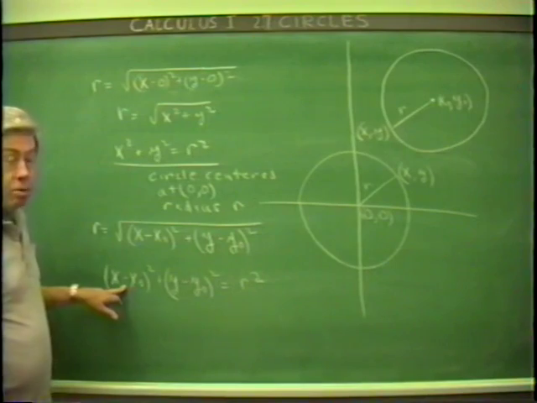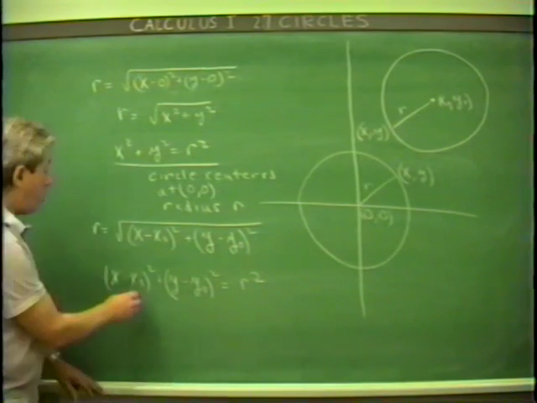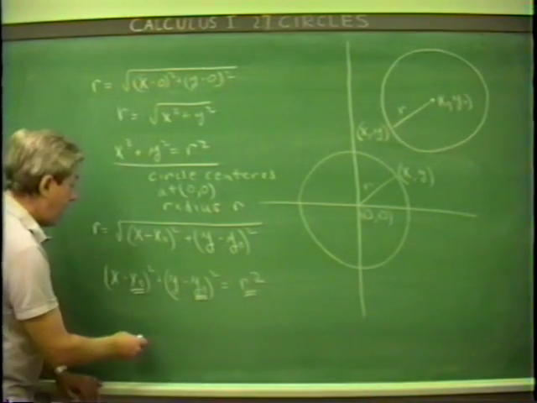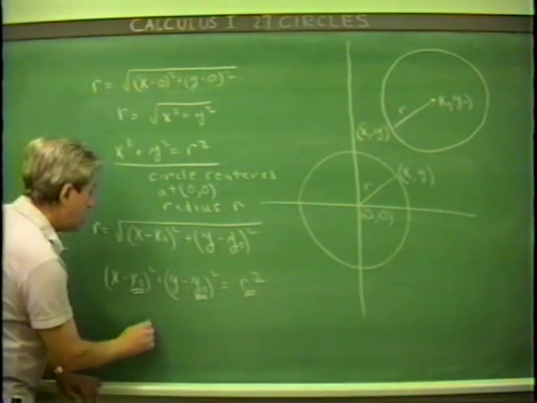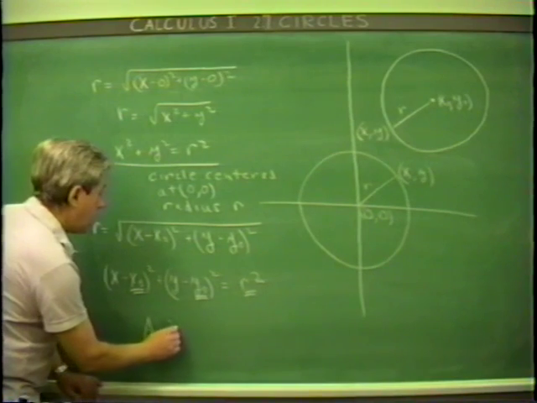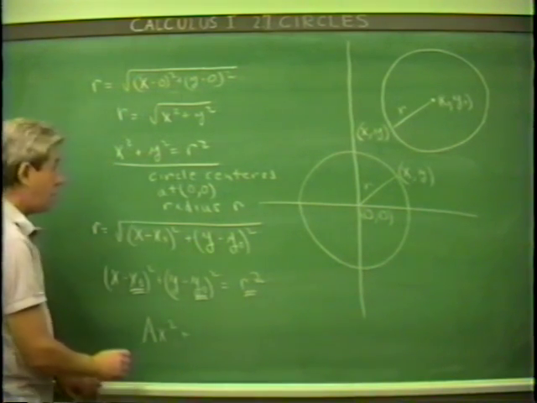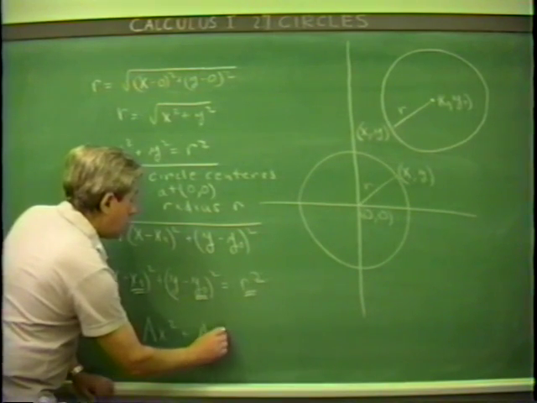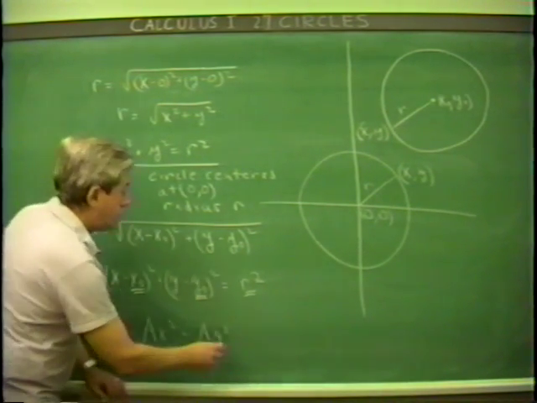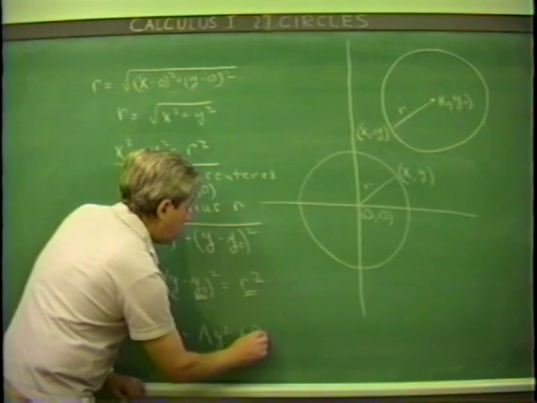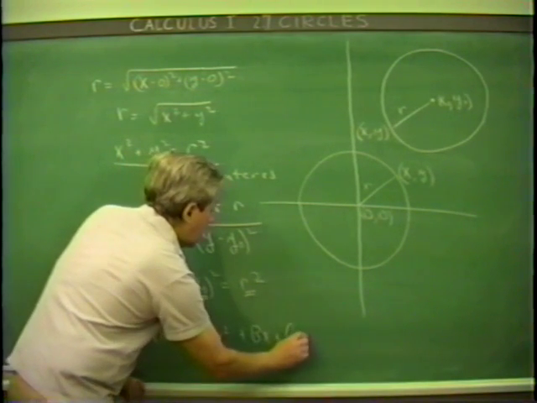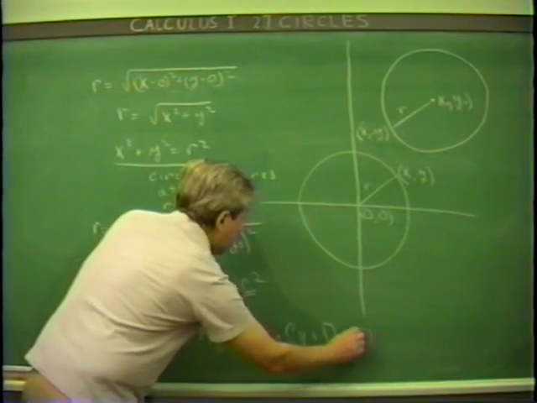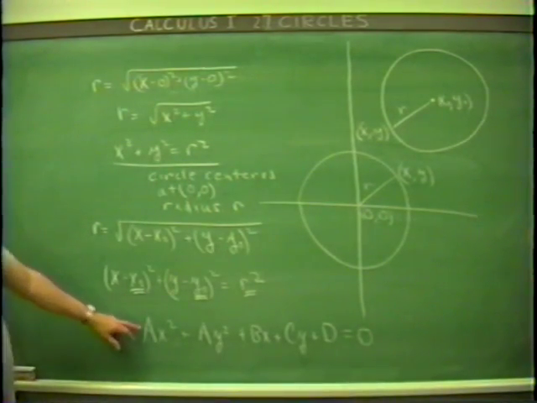To square this term here and square this term and combine all the constants, keep in mind that these are all fixed quantities here, you find that the resulting equation looks like this. Ax squared plus ay squared, here a is equal to 1, plus bx plus cy plus d is equal to 0. An equation of a circle is going to look like this.